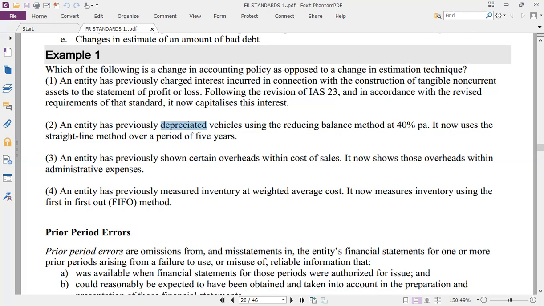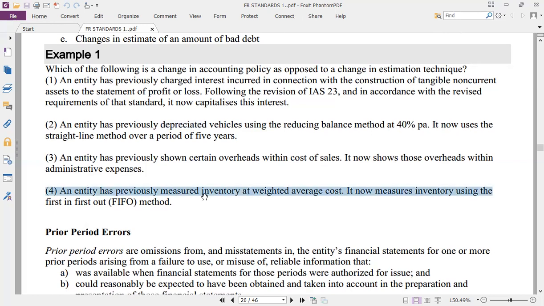And then lastly, an entity has previously measured the inventory at weighted average cost. It has now measured the inventory using what? First in, first out. That's the FIFO method. That is a change in accounting policy because we change what? The valuation or the measurement of the inventory.